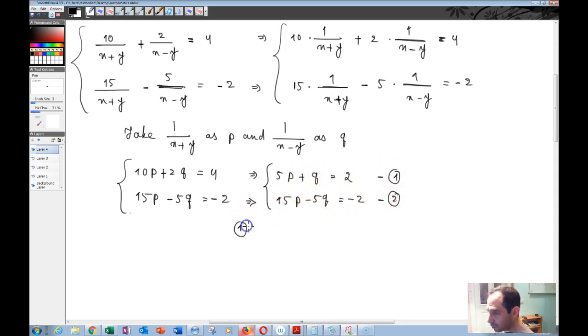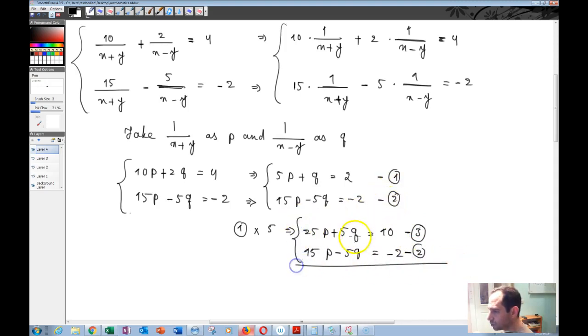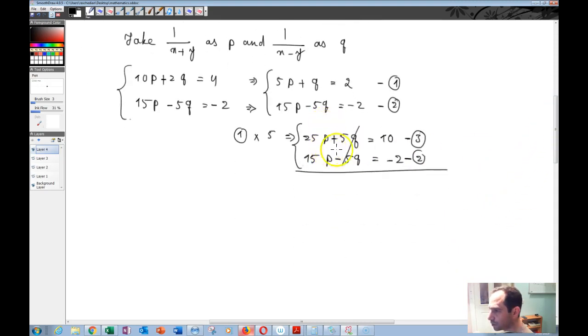And then I can take equation number 1 and multiply by a factor of 5, for example. So I would get 25p plus 5q is equal to 10 over here. I call this equation number 3 and write 2 as it is over here: 15p minus 5q is equal to negative 2, the same equation that we had up here. And now I can just simply add these two together, and the two q's will cancel out, and this is 40p is equal to 10 minus 2, which is 8. So that means that p is equal to 8 divided by 40, which is equal to 1 divided by 5.